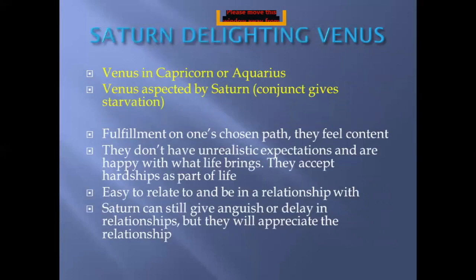Now, Saturn delighting Venus. This happens when Venus is in Capricorn or Aquarius, or when Venus is aspected by Saturn. And remember that if Venus is conjunct Saturn, that will be starvation. Okay, so what we need is Venus aspected by Saturn in order to have delight. Okay, so this delight will give fulfillment on one's chosen path. They're going to feel content about their path.